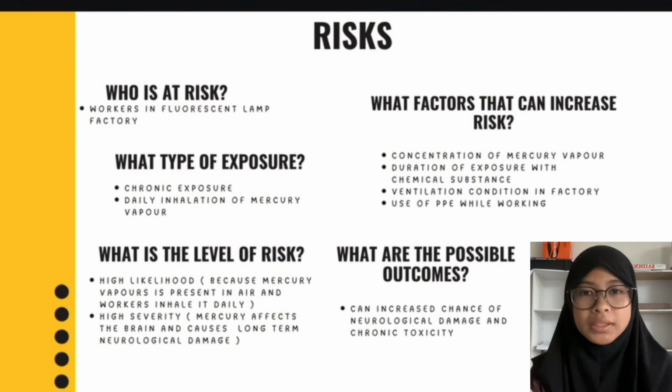This slide explains the risk of mercury exposure in fluorescent lamp factories. The workers in the factory are at risk because they are exposed to mercury vapor during their work. The type of exposure is chronic exposure, which means they inhale mercury vapor every day for a long period. Several factors can increase the risk, such as high concentration of mercury vapor, long duration of exposure, poor ventilation in the factory, chemical substances, and not using PPE while working.